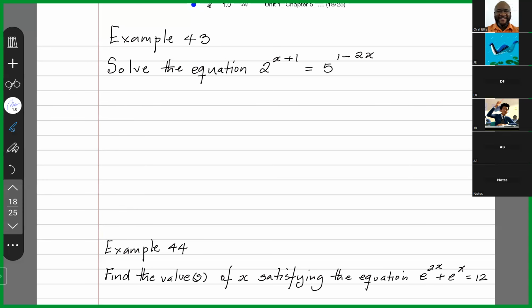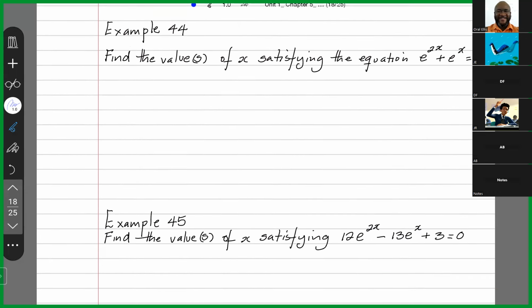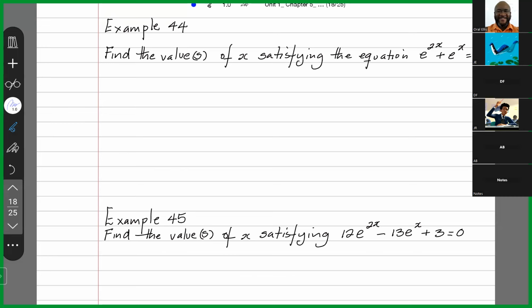All right, so for these examples, 43 to 45, I'm going to do 44, then I want you to attempt 43 and 45. Now, example 44 says, find the value or values of x satisfying the equation e to the 2x plus e to the x is equal to 12. All right, here's how we approach this.